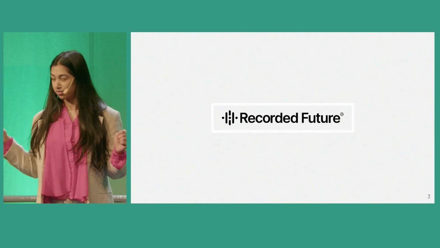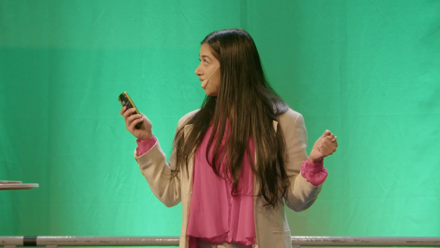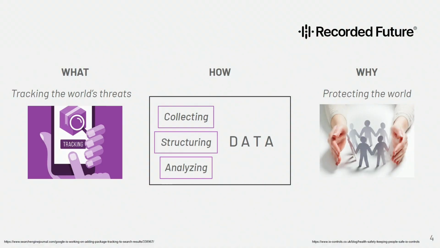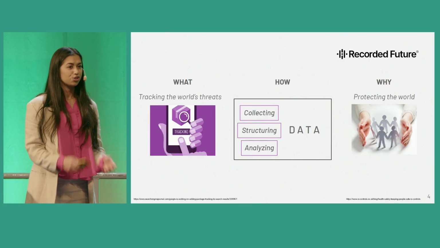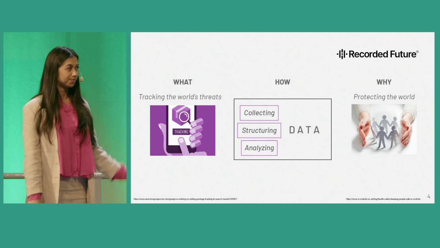For those of you who haven't heard of us before, simply put, Recorded Future is an intelligence company. What we do is we track the world's threats. Threats come in many different forms. They appear through attacks, cyber attacks, physical attacks. We've heard of them through fraud. So they carry many different names and faces, and surround us.